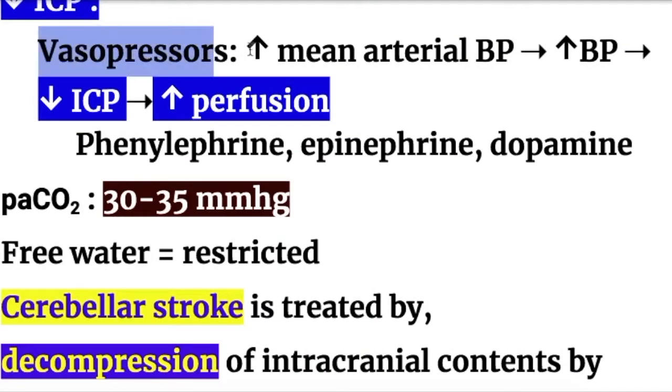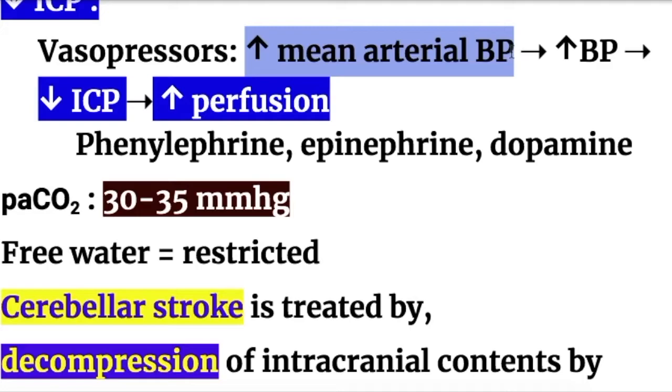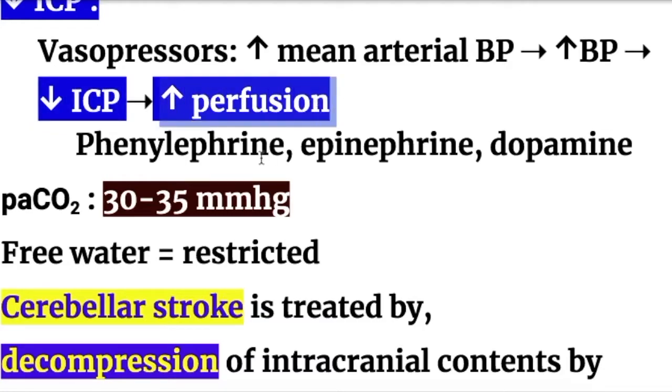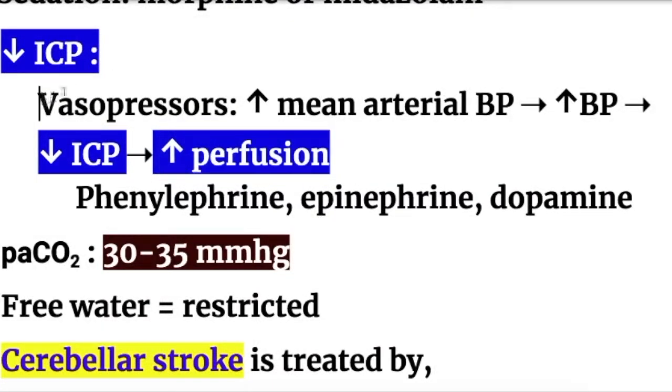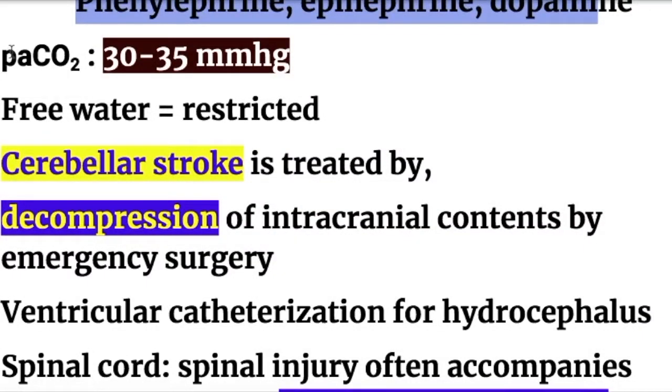So what do they do? Vasopressors increase the mean arterial blood pressure. That leads to increased cerebral perfusion and decreased intracranial pressure. So vasopressors are used in increased intracranial pressure because they decrease the intracranial pressure by increasing the blood pressure, which leads to increased perfusion. The vasopressor drugs used are phenylephrine, epinephrine, and dopamine. PaCO2, carbon dioxide, is maintained at 30 to 35 millimeters of mercury, and free water is restricted.